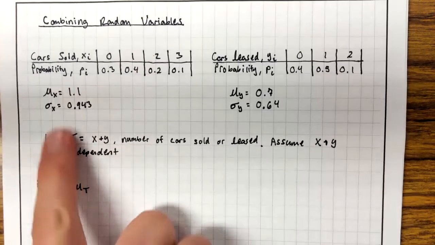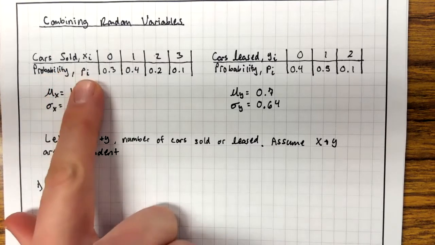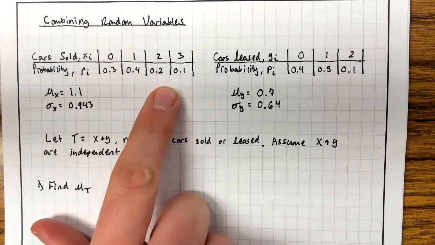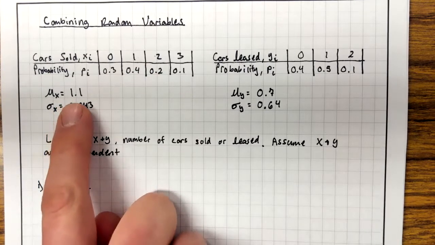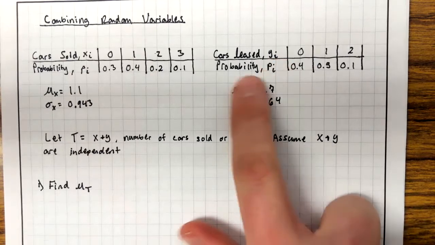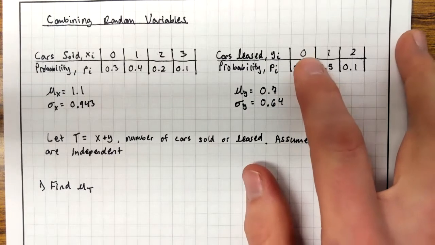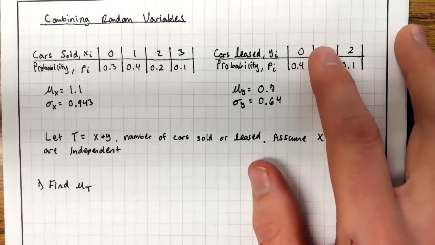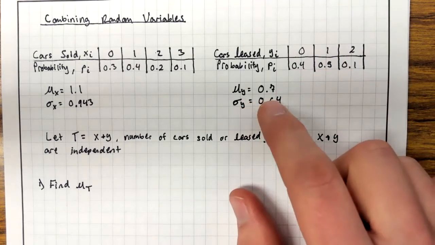We've got, for the dealership, a randomly selected Friday. They might sell 0, 1, 2, or 3 cars. And here's the probability that they sell those amounts of cars. The expected amount of cars sold is 1.1. And then on this distribution, we've got variable Y, which is the number of cars leased at the dealership. So on a randomly selected day, the probability that they lease 0 cars is 0.4. Probability that they lease 1 car, 0.5, leading us to an expected value of 0.7.